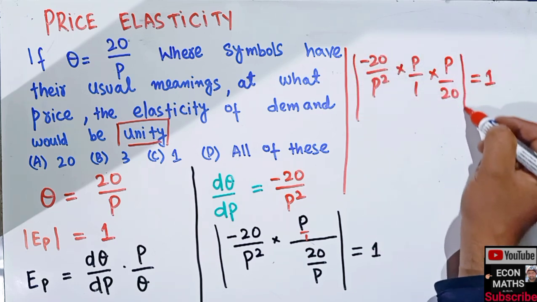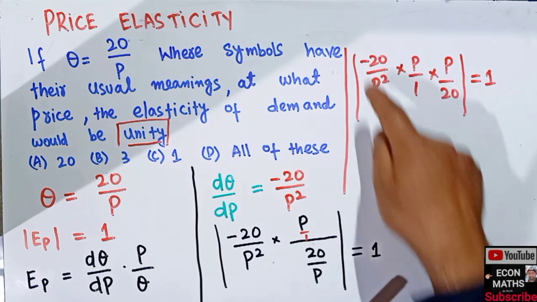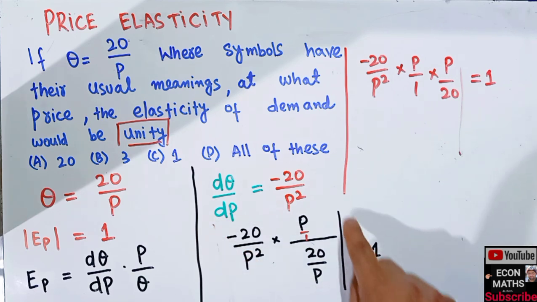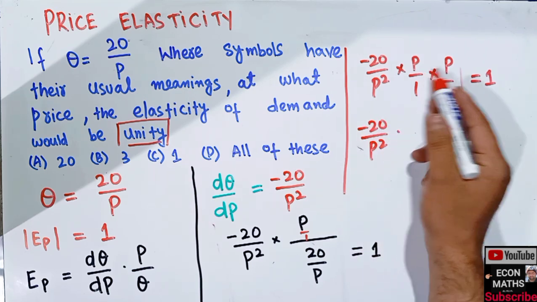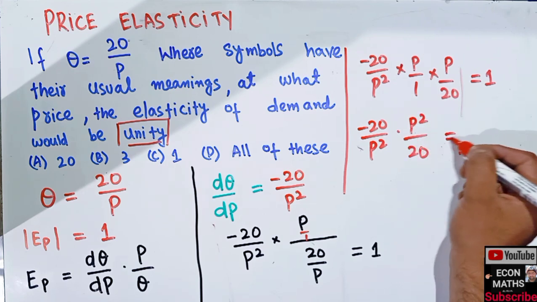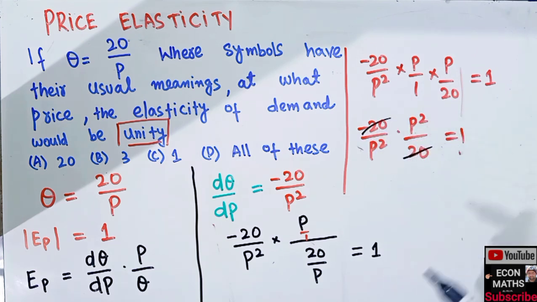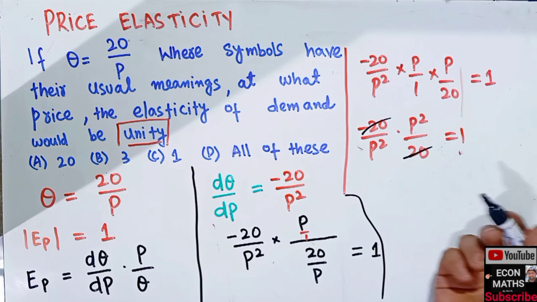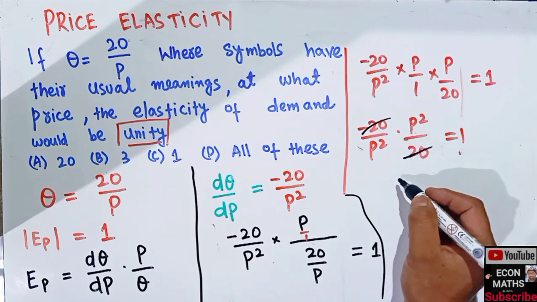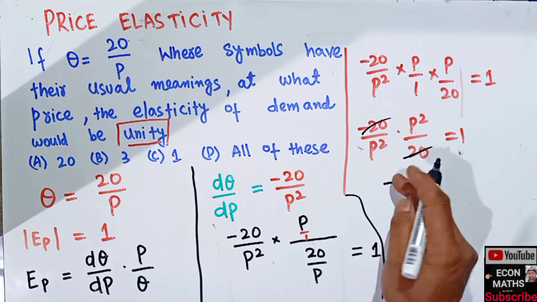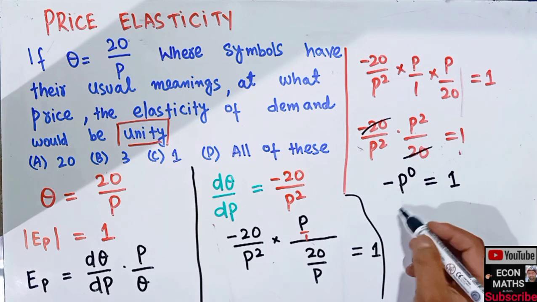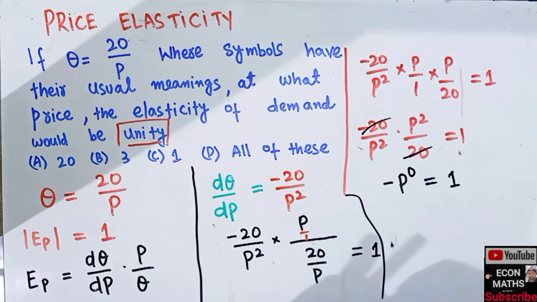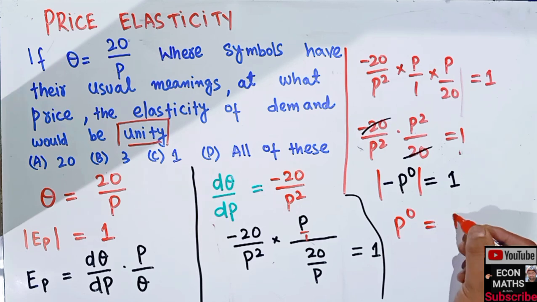Okay, taking absolute values, I should have taken the absolute value at last too. So I will not mess up here. Here we can see it becomes minus 20 upon P square, then we have P into P, that is P square upon 20, and it should be equal to 1. Here you can see 20 and 20 get cancelled. P square will also get cancelled. So in place of P square, can't I write minus P raised to the power 0, which is equal to 1? Okay, then we take the absolute value of this, minus P raised to the power 0, so it will become P raised to the power 0 should be equal to 1.